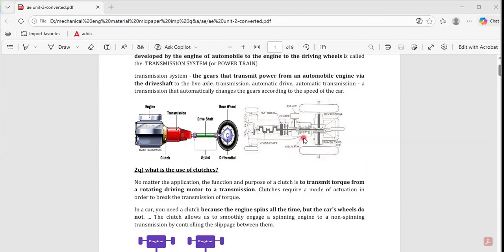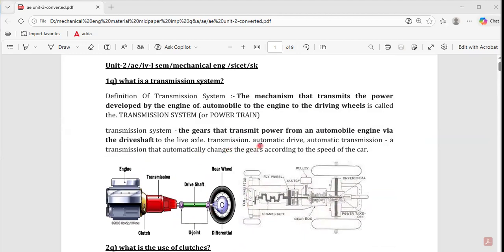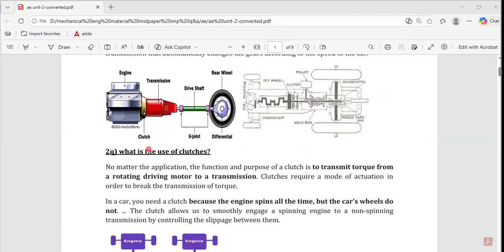Here also you can see a four-wheel drive system. Here also you have a flywheel, clutch, pulleys, rear wheels and front wheels used. So this is a transmission system, which transmits power from the automobile engine to the drive shaft system.